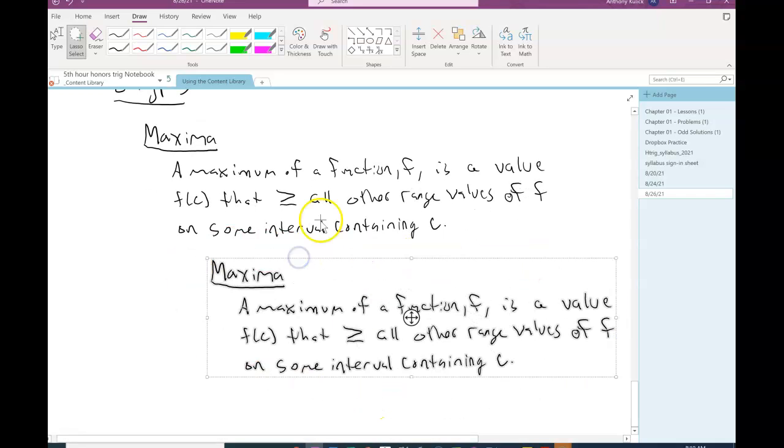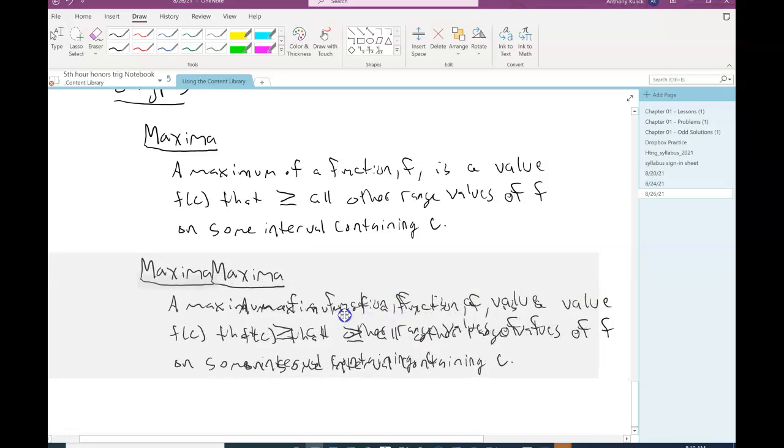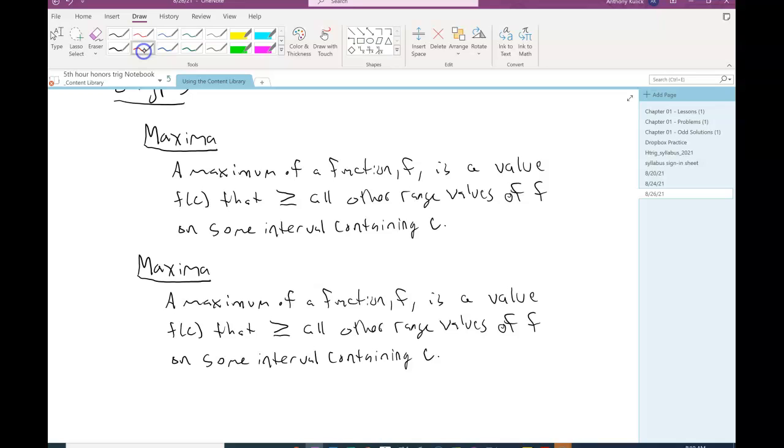Which, as you might have guessed, is going to be almost the same definition. I'm going to do my same cheat code of copying it. So again, same idea, but the minimum is less than or equal to all the other range values on that interval.